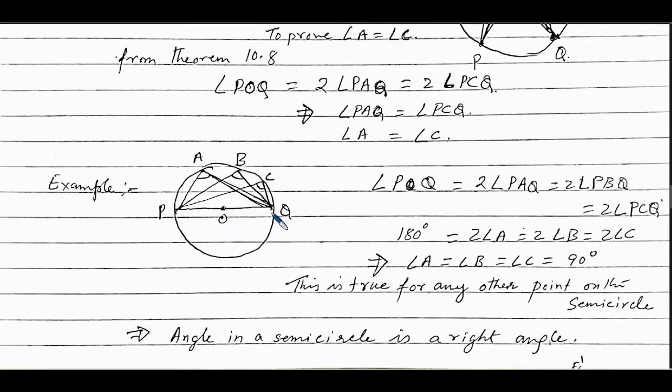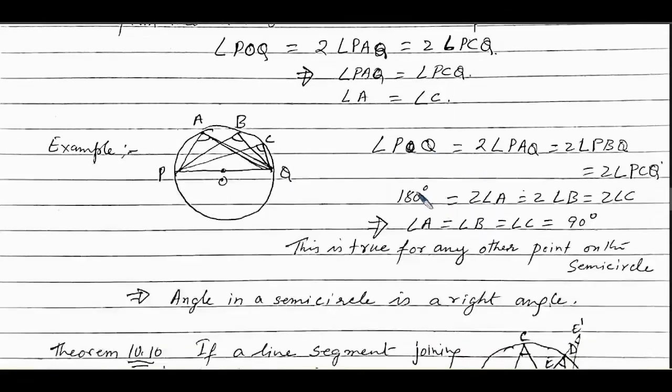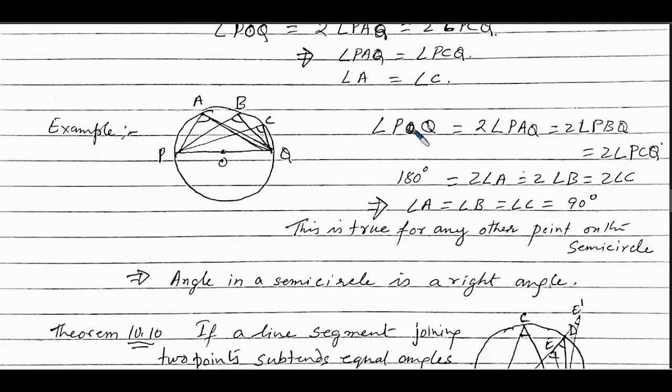Angle POQ is 180 degree, which is twice of angle A or angle B or angle C. So that's why I have written twice of angle A or angle B or angle C. The middle one is the center point C, and PQ at common point, this point. So I write 180 degree is twice angle A. So since 180 degrees is twice this angle, angle ABC has to be 90. 90 into 2 is 180. So these are 90 degrees. This is true for any other point on the semicircle.